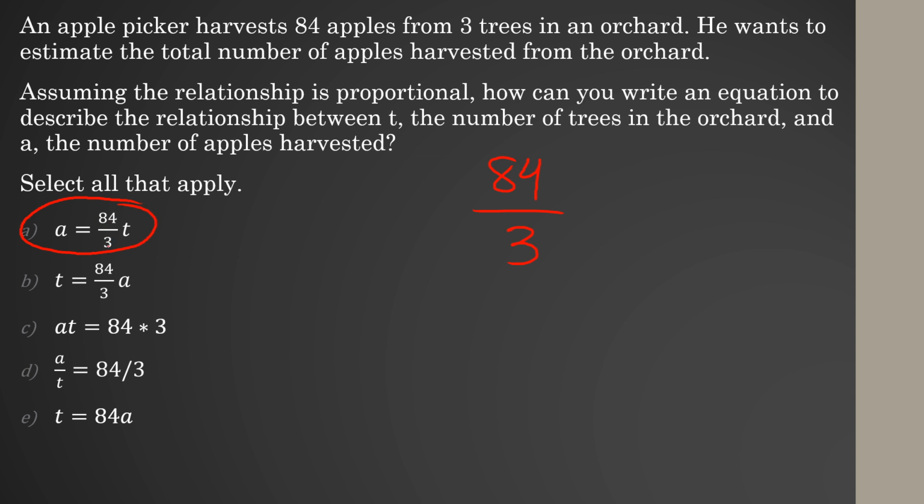84 apples every 3 trees. When you are choosing this one, remember to pick the one that has A by itself and then T on the other side. Okay. And then the last one that we are going to pick here is this one. And this one in your course will look like this. A over T equals 84 over 3. I just forgot to change this one into the fraction format. So A over T equals 84 over 3.